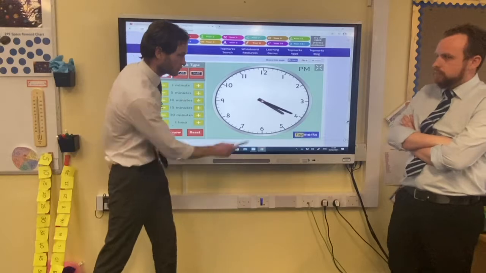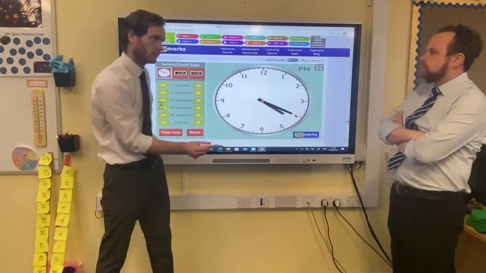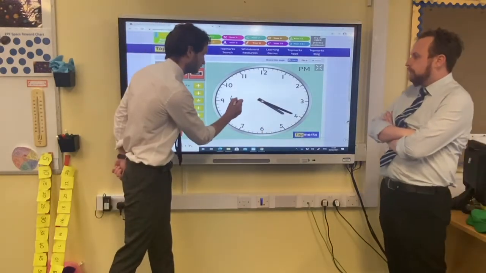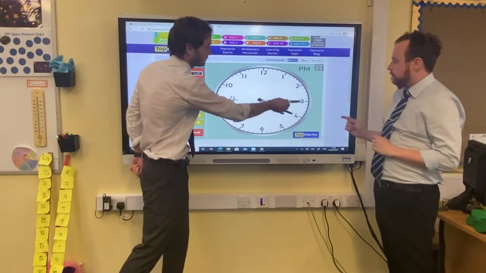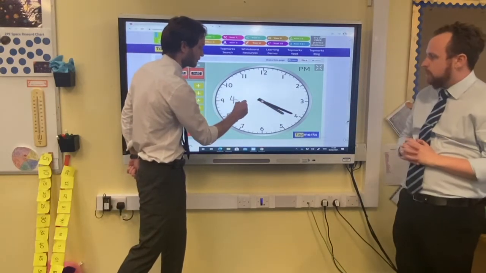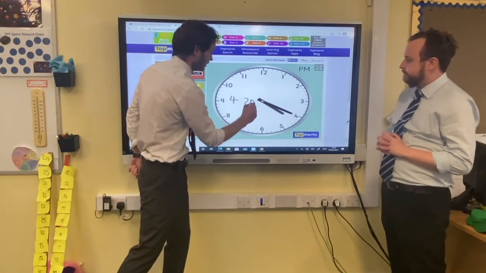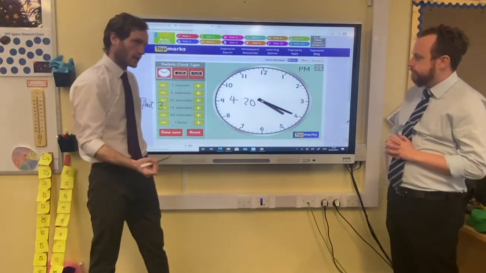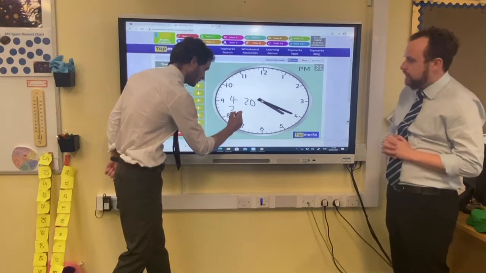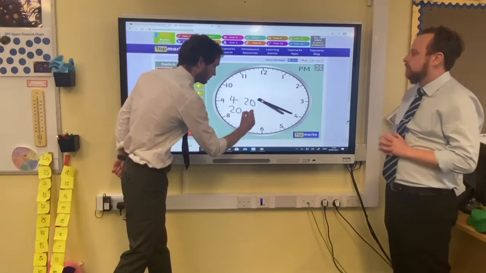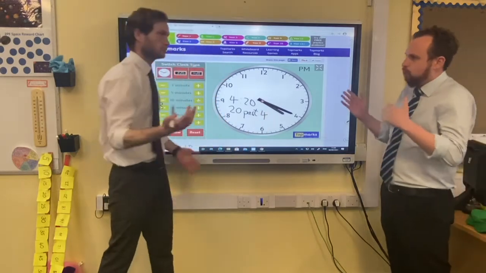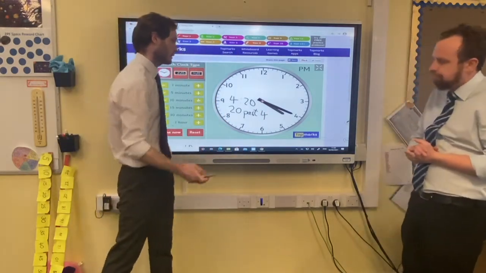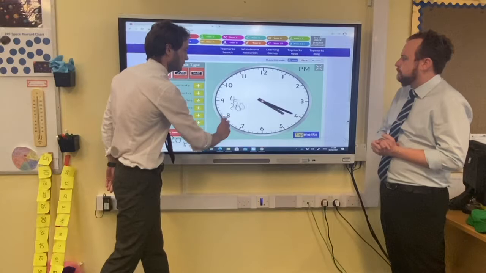So now the small hand is between the 4 and the 5. So the hour is 4. And then the minutes: 5, 10, 15, 20. So it's 4:20, or we could say 20 past 4, because it's 20 minutes past 4 o'clock. Easy. Okay, great. So let's move on.